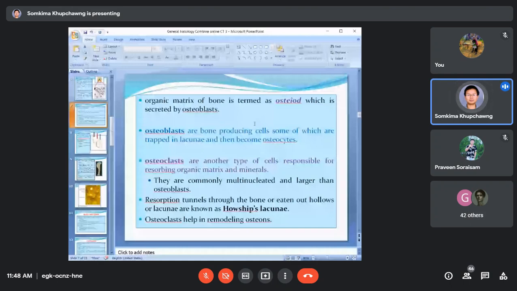Next point, resorption tunnels through the bone, or eaten out hollows or lacunae, are known as the Howship's lacunae. Osteoclasts help in the remodeling of the osteons. These osteoclasts are also important for the development of the medullary cavity. The development of the bone we will see in detail under organogenesis.